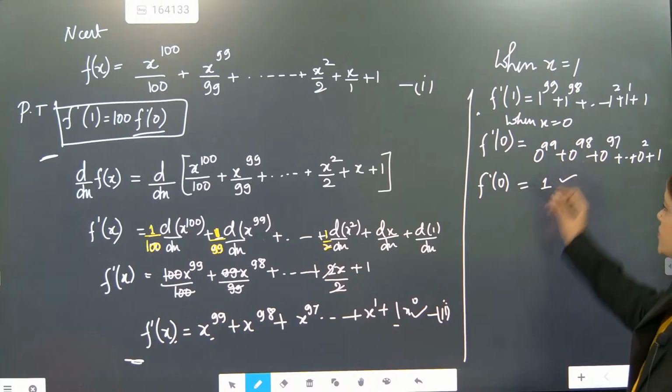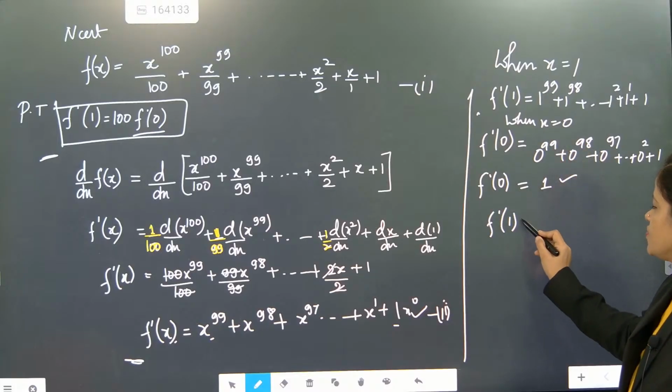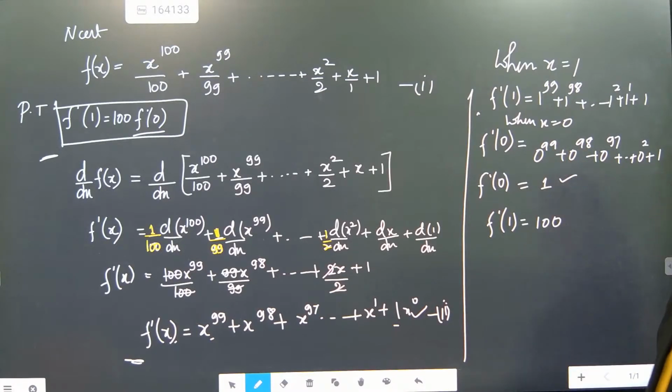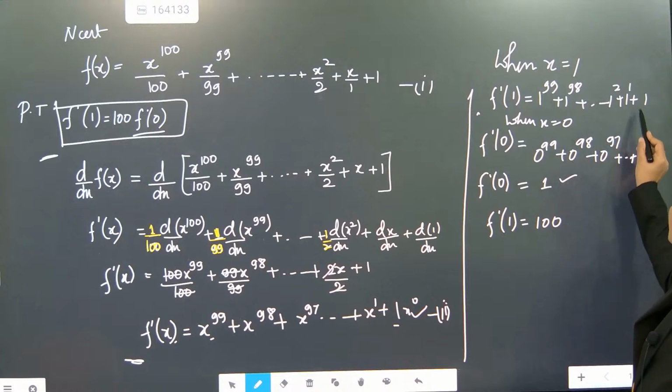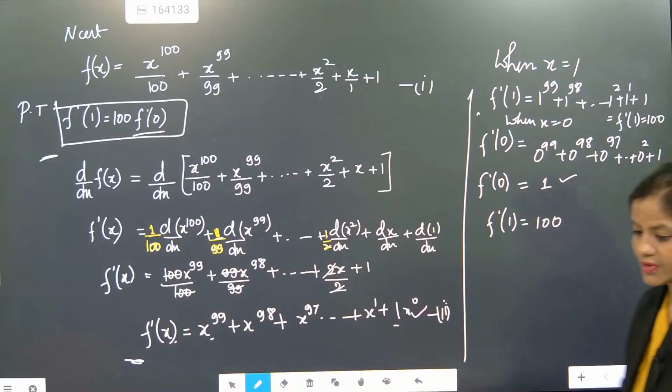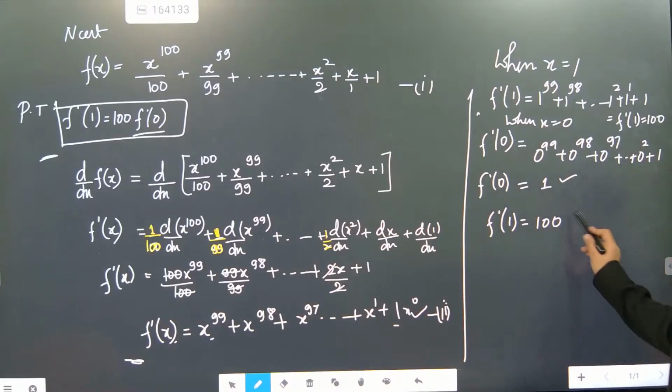So already f dash 1. What did we get? f dash 1 is equal to how much, Beta? 100. We got f dash 1 is equal to 100. Again, I am telling you, here 100 is there.